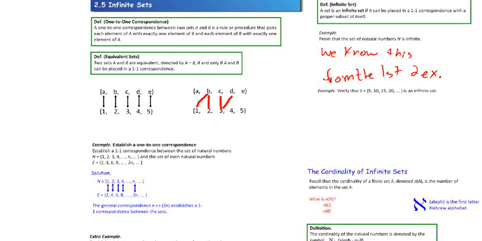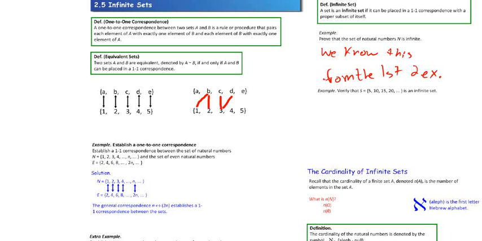Okay, today we're going to be talking about 2-5, which is about infinite sets. So, one-to-one correspondence between two sets A and B is a rule or procedure that pairs each element of A with exactly one element in B, and each element of B with exactly one element of A. So, if you get one-to-one correspondence, you can say that those are equivalent sets.